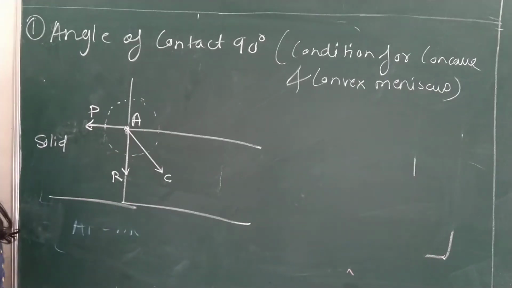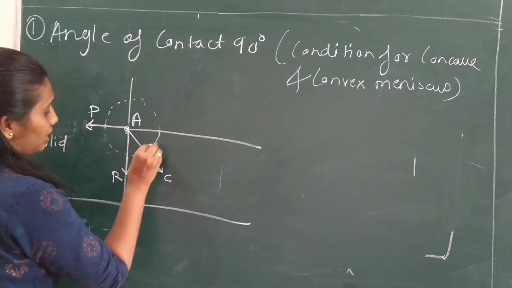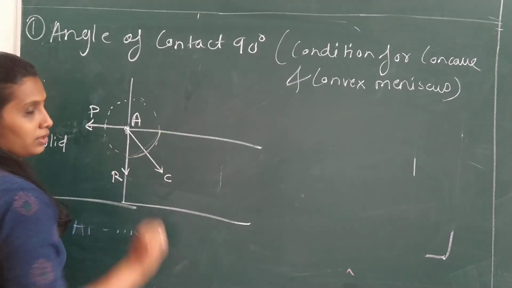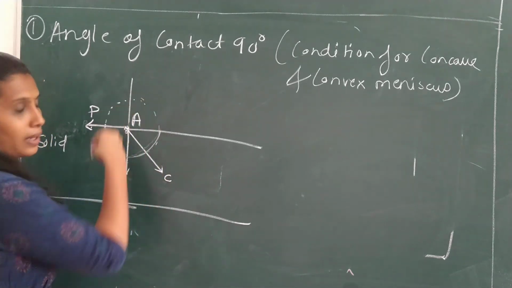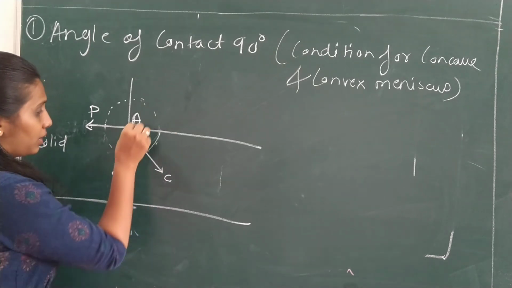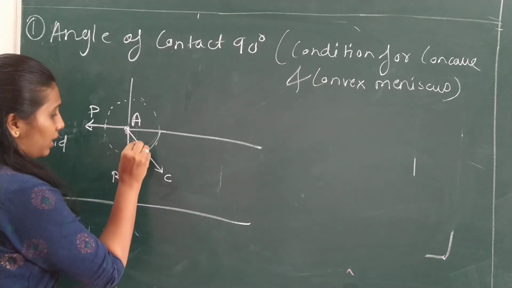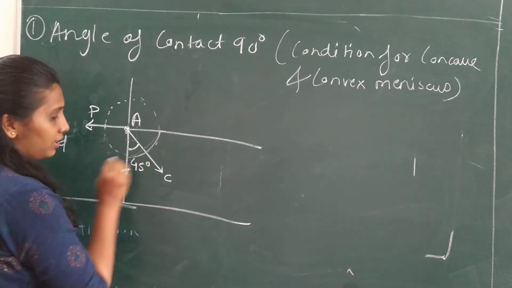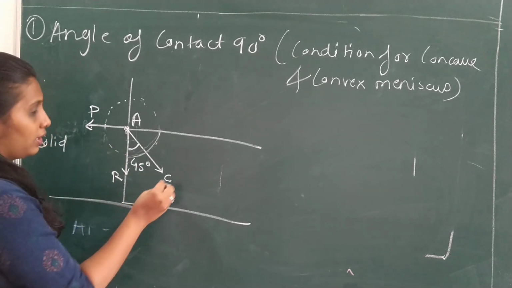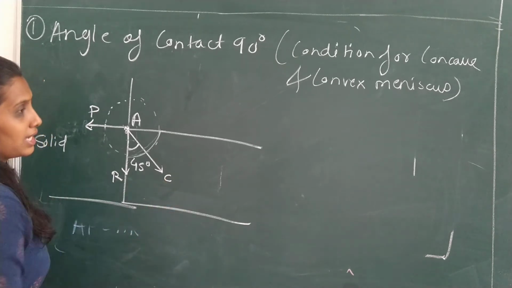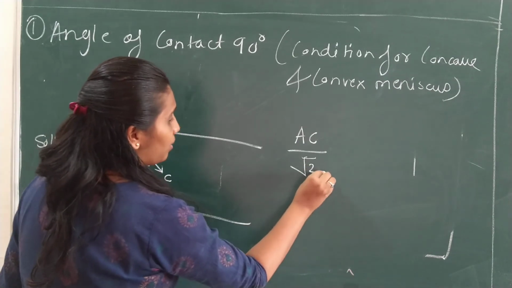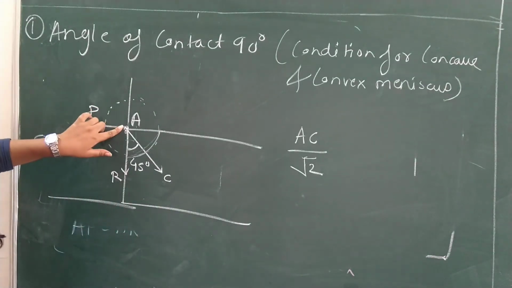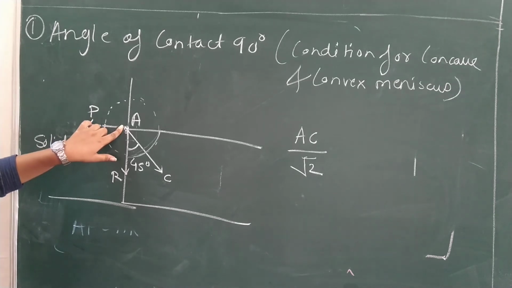Now if such a condition is there, you can say this is nothing but a quarter part of your sphere. So I can say this angle will be total 90 degree. So this will be my 45 degree, right? So theta is 45 degree. So I can call this component AC by root 2, right?